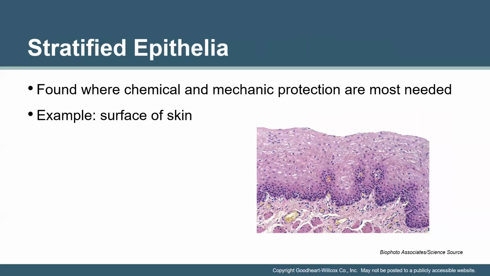Stratified epithelial tissue would be 2 or more layers of cells. We'll find this where chemical and mechanical protection are most needed, i.e. the skin. So within the skin, there are also 2 different types of stratified squamous epithelial tissue. It can be keratinized or non-keratinized. Keratinized, stratified squamous epithelial tissue is what you have on your skin, okay? And then you'll have a non-keratinized type, which has a different level of protection, and you might find that in your mouth or the vagina or the anus.